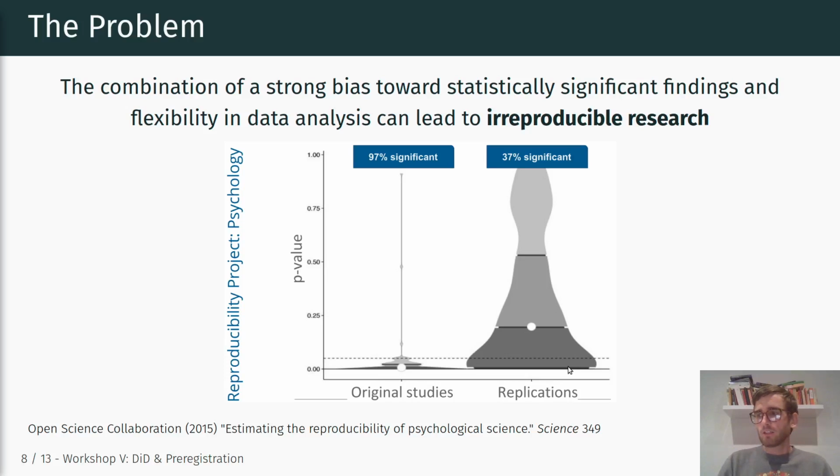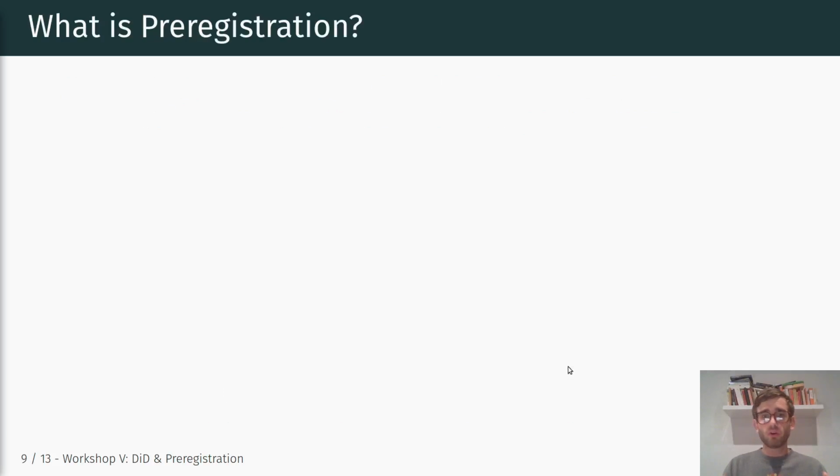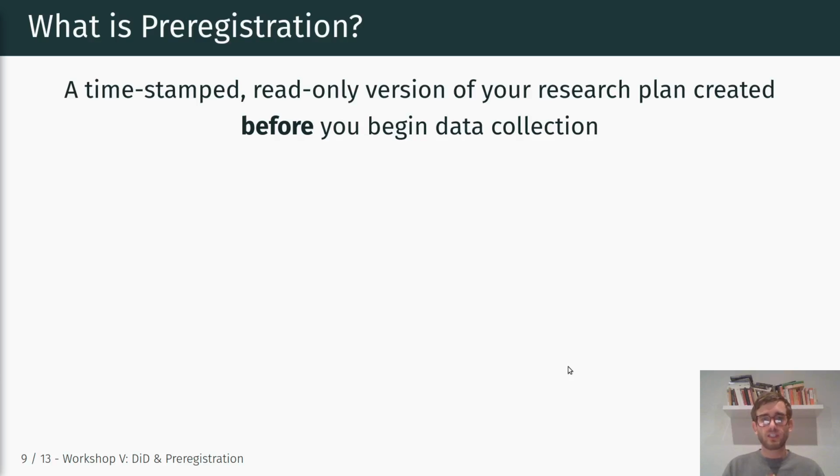Okay, so how can pre-registration help in this context, or more broadly, what is pre-registration actually? In short, pre-registration is a time-stamped, read-only version of your research plan created before you begin data collection, right? There are a couple of components that have to be part of that. The Humphreys paper focuses on some of those components of that pre-registration, or they discuss it in the context of a mock report.